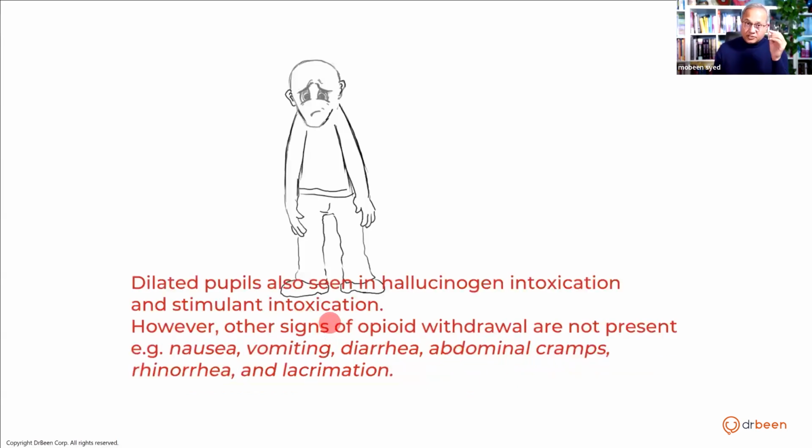Similarly, mydriasis, or dilated pupils, is also seen in hallucinogen intoxication and stimulant intoxication. These substances can cause dilated pupils. However, other signs of opioid withdrawal, for example nausea, vomiting, diarrhea, abdominal cramps, rhinorrhea and lacrimation, are not present in these intoxications.